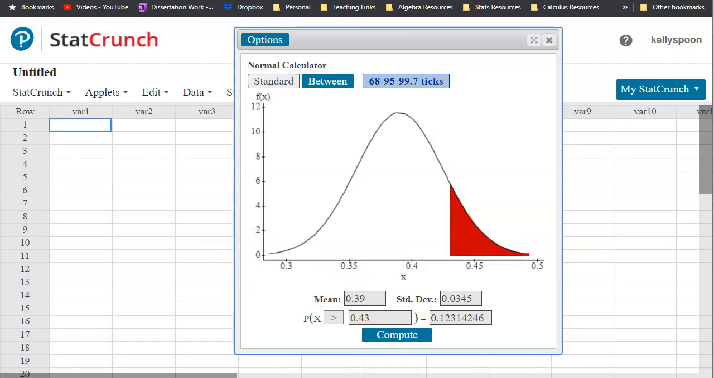So that's how you can use a normal calculator. If we're in 7.1, same exact business, use the real mean as your mean, and then calculate your standard deviation doing that square root of n as your denominator.